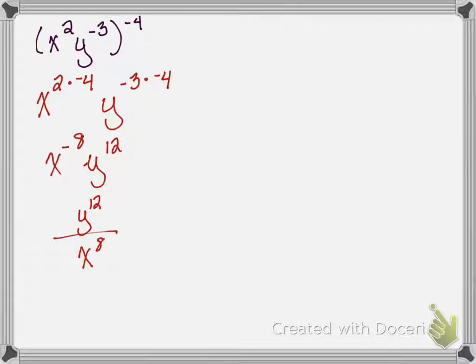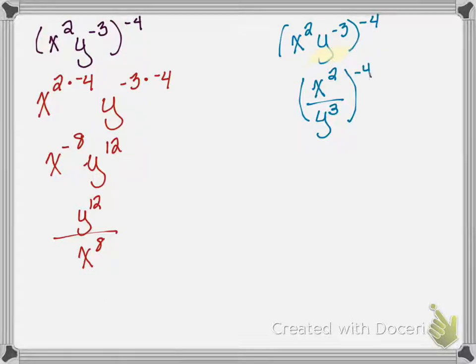Now, again, we can do this 2 different ways. So what I'm going to do now is deal with what's inside parentheses first. So I have x squared, y to the negative 3rd, all of that raised to the negative 4th. So I'm going to deal with this y to the negative 3rd first. So inside parentheses, I'm going to have x squared over y to the negative 3rd. Nope, it's not going to be negative, right? It's going to be positive because I moved it to the denominator. Now I'm going to deal with everything being raised to the negative 4th. So I have x to the 2 times negative 4, y to the 3 times negative 4.